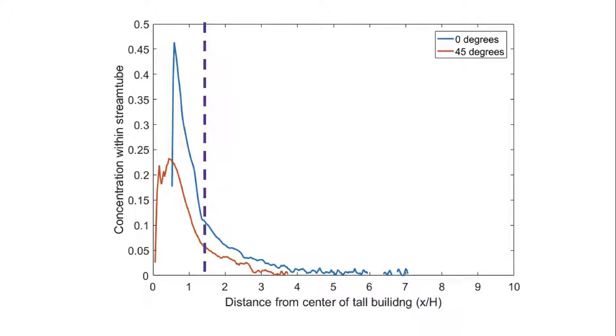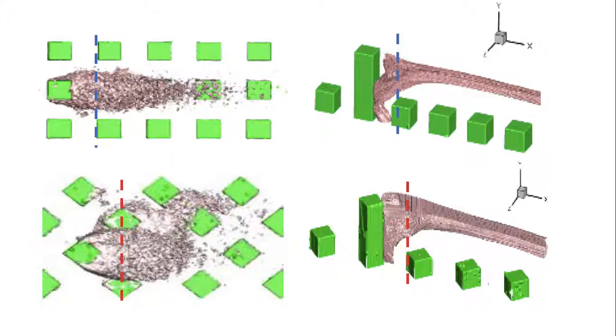Another thing is how the amount of concentration that is contained within the stream tube falls significantly after x equals 1.5 H. Now this, with respect to the rest of the building canopy, is directly after the area of strong upward velocity directly behind the tall building. So as we travel downstream, as we get past the region of strong upward velocity, the concentration is diffused outside of the stream tube, indicating that there is a stronger turbulent dispersion.